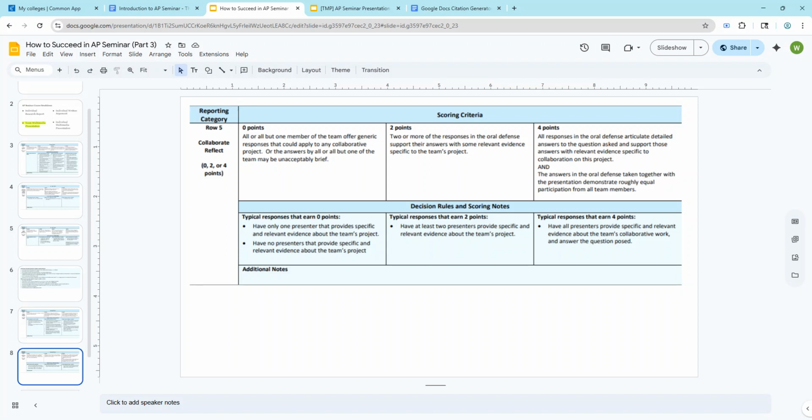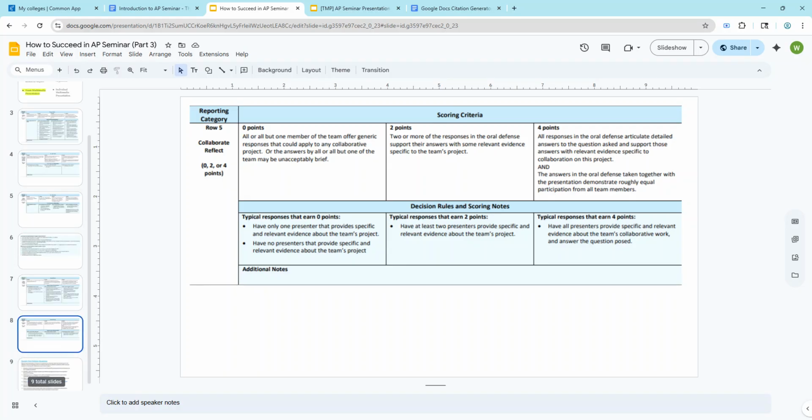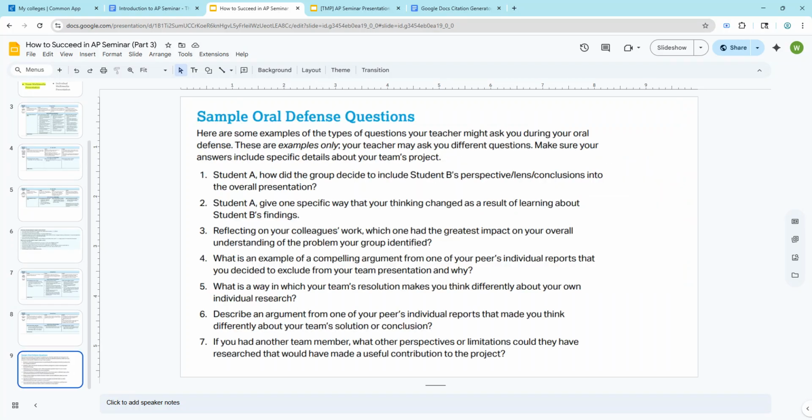Okay, so the TMP will be between 8 to 10 minutes in length, all right? So your presentation has a time limit between 8 to 10 minutes. After that, nothing else will be scored by College Board, and the teachers will ask you the oral defense questions. Here are some sample oral defense questions.